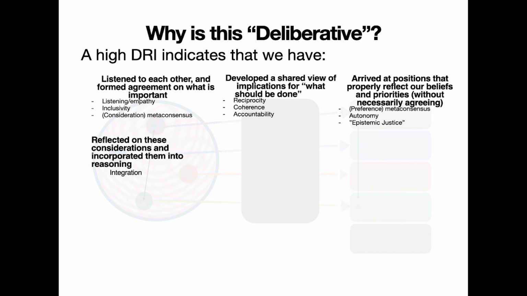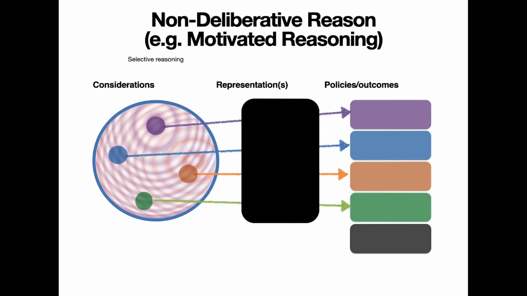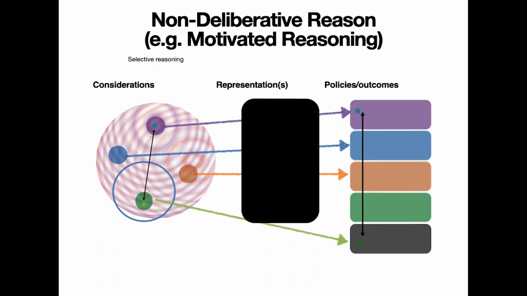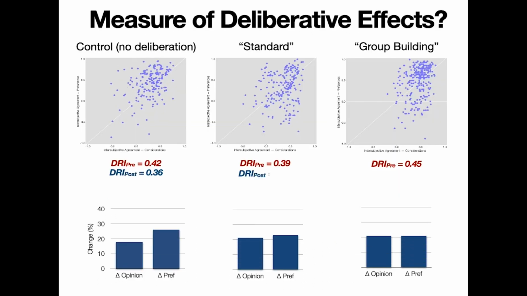Deliberative group reason is emancipatory, helping us to realize our own interests, with integrative reasoning mitigating the manipulatory effects of narrow framing, misinformation, etc. This contrasts with so-called pathologies of reason, such as motivated reasoning, where cherry-picking arguments to justify a pre-existing position means that policy positions reflect a narrow range of considerations within a wider meta-consensus, producing a lower DRI.